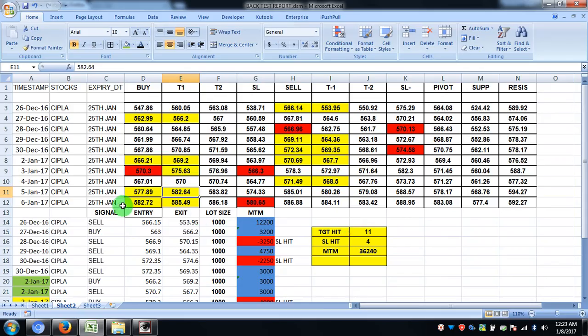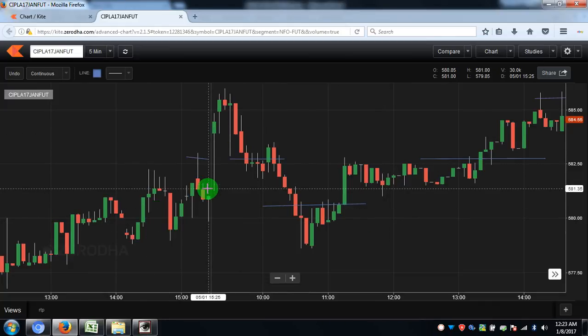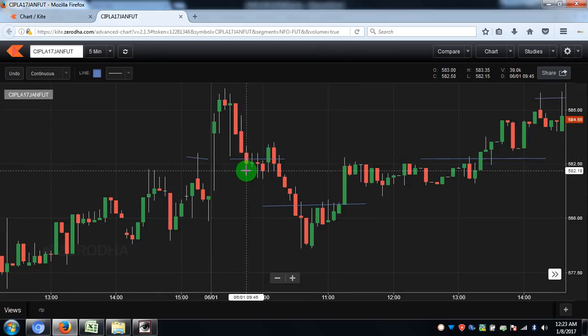Yeah, here on 6th January in Cipla a buy call was generated at 582.70 paisa. In the morning it opened gap up, and again we had a buy opportunity at this level. We advise not to enter on a gap up open. Just wait 5 minutes for the first candle to close. Whenever the next candle makes a movement, there you can take a position.